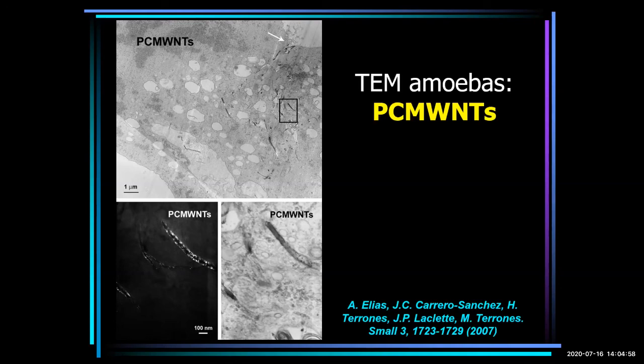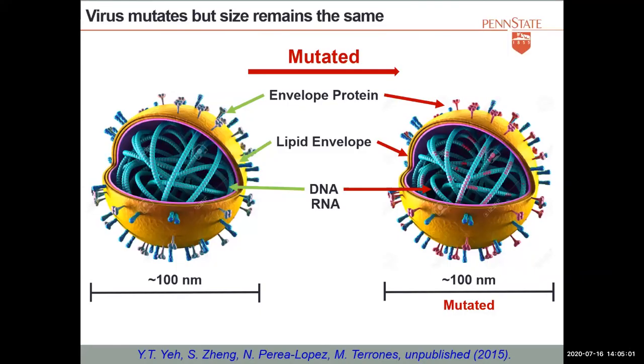So the nitrogen-doped carbon nanotubes are less, let's say, less toxic. So let's move now to the virus part, and this is what we have been talking about all day. So basically, what happens when the virus mutates? The envelope protein changes, and sometimes the RNA or DNA that is inside changes a little bit, but basically it's the envelope protein.